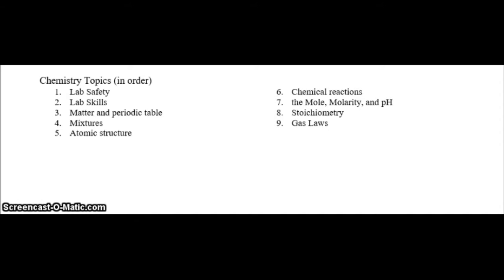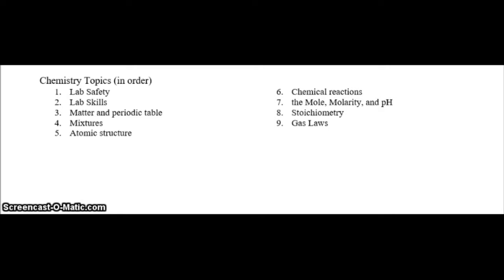Unit 5 is atomic structure, so we look at how the atom is organized and its relative size compared to things that we're more familiar with. Unit 6 is chemical reactions, which focuses on how different types of matter interact with one another. So this is where we're going to look for signs of a chemical reaction. How do we know a change has occurred, as well as the types of reactions that can occur.